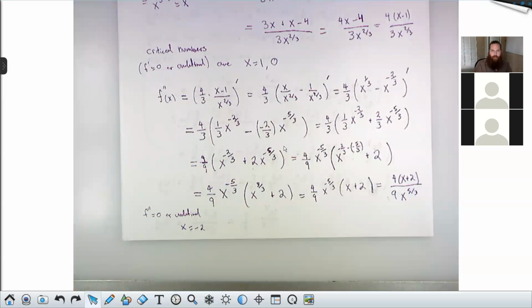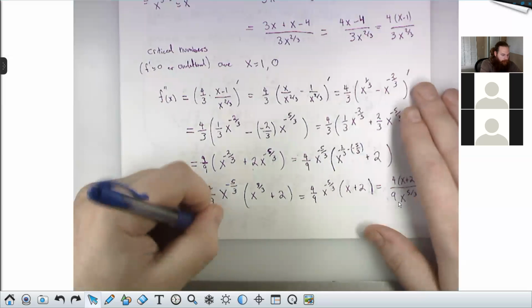And the fastest way to get there once you get here is to force factor the largest negative power of x out. So I factored x to the negative 5/3 out. This is what was left. It simplifies to this. So we're undefined when this bottom term is 0. This bottom term is 0 when x is equal to 0.